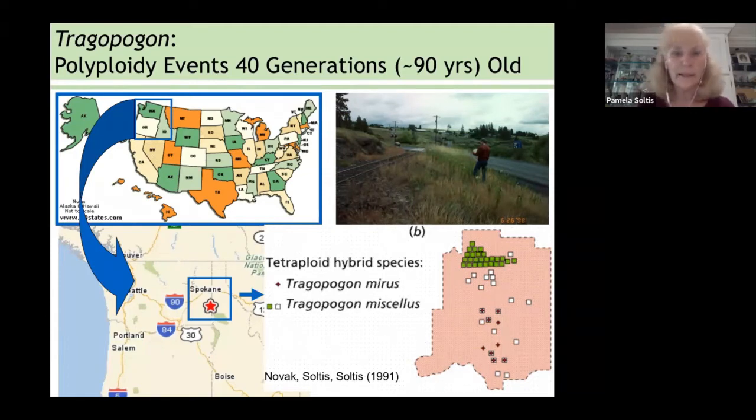Now, the polyploids and the diploids as well occur in weedy sites, such as along roadsides or railroad tracks. And this shows a classic habitat here, actually between a highway and the railroad tracks.